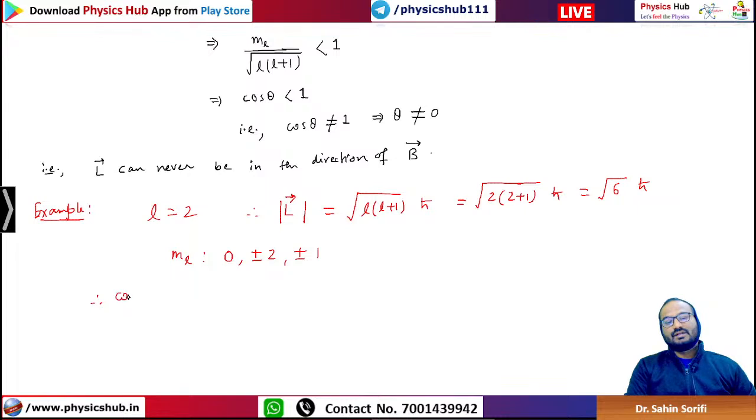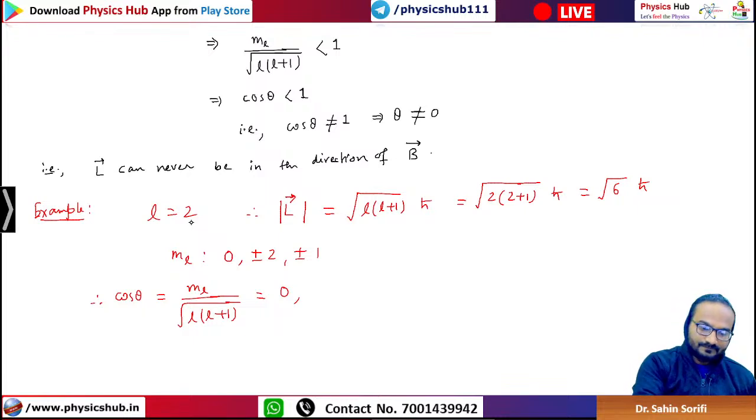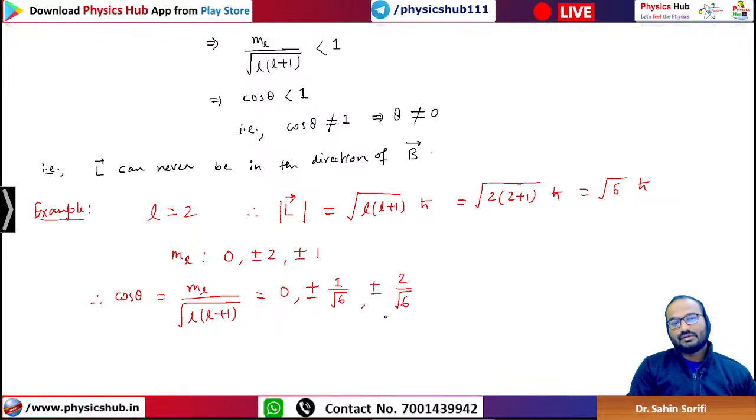So from this we get the value of cos theta, the ratio of ml by root over L into L plus 1. So if you take ml is equals to 0, so 0 by something is 0. Plus minus 2 by root 6. Root over L into L plus 1 is root 6. So it is plus minus 1 upon root 6. This is plus minus 2 upon root 6, we can say.